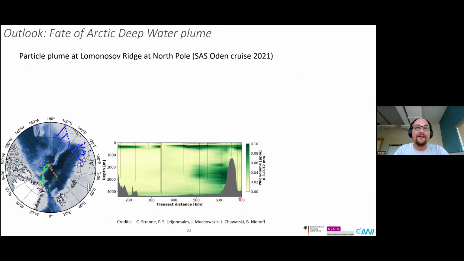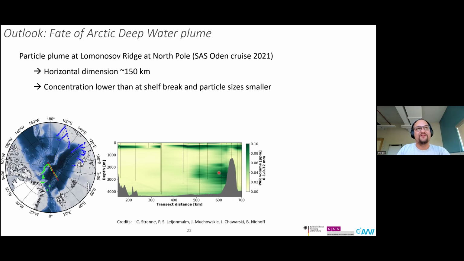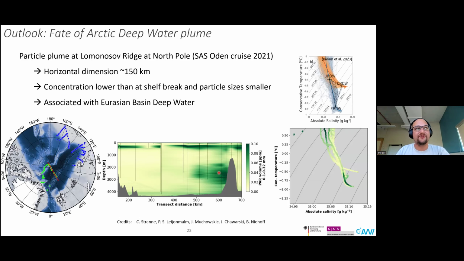And well, it was. So the thing is, across the North Pole, if you plot the UVP data, which they also deployed there, you see that there is an intense plume of particles as well below about 2,000 meters. And with a horizontal dimension of about 150 kilometers. But of course, the concentrations are lower there because it's farther away from the productive area on the shelf.